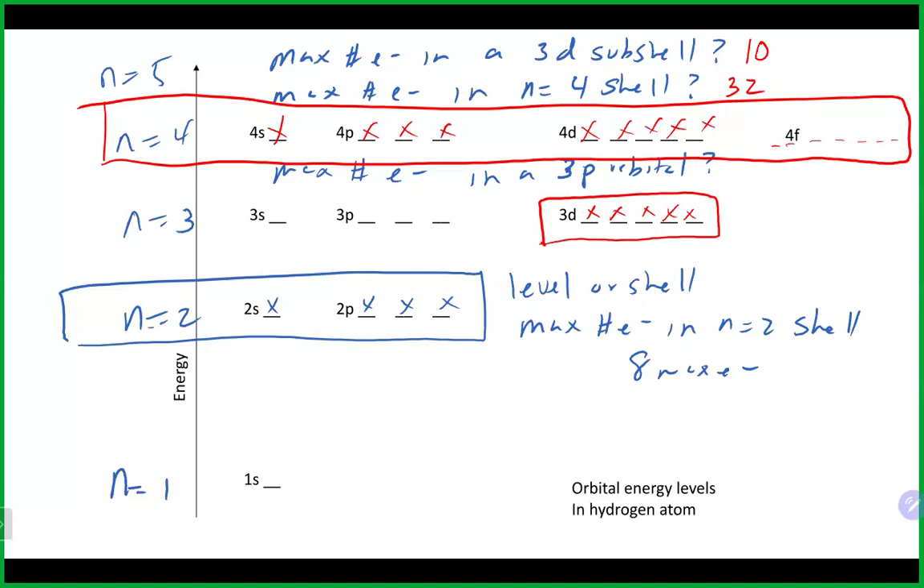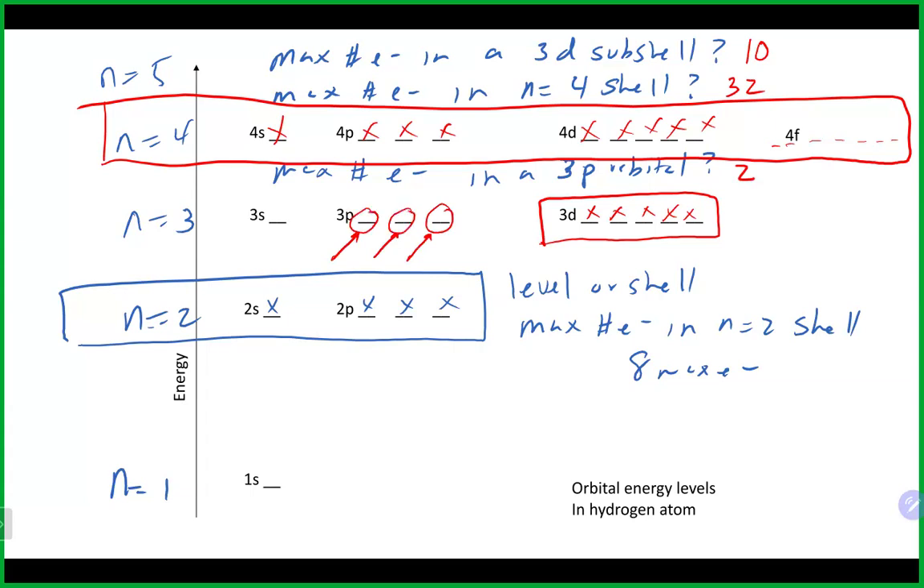Lastly here, how many electrons in a 3p orbital? The answer is 2. And that's because it could be that orbital, could be that orbital, or could be that orbital. Not sure which one we're talking about, but each individual orbital can only hold 2.